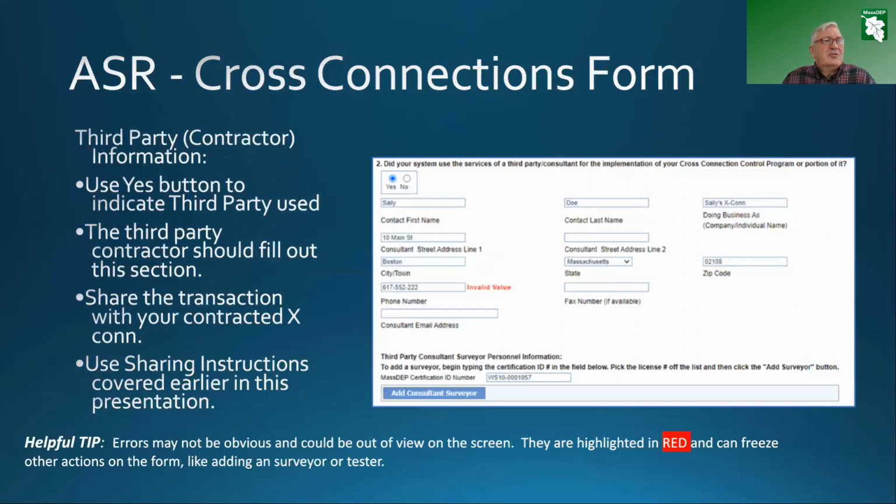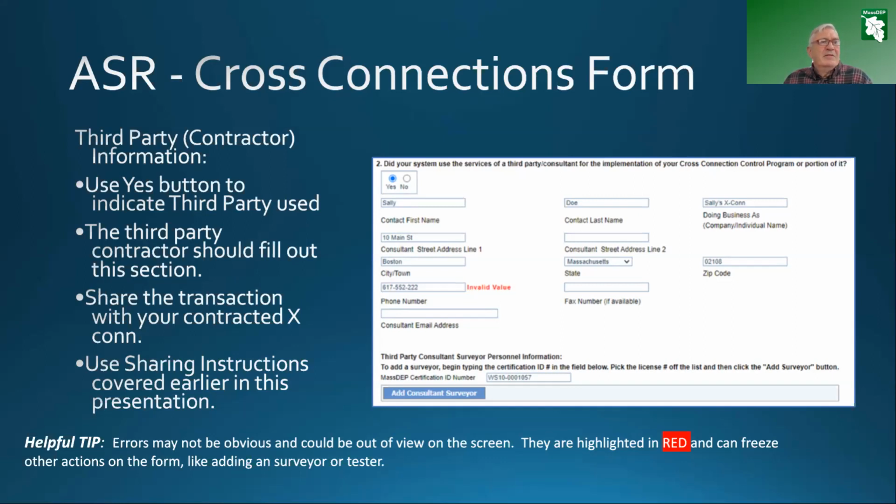The third-party contractor. Question 2 will ask you if you use a third-party contractor, yes or no. This section can be filled out by the third-party contractor themselves. So you would share it with them and they would be able to fill this out. They fill out the third-party contractor information as well as the surveyors and testers they use.